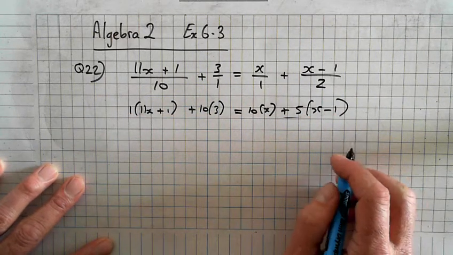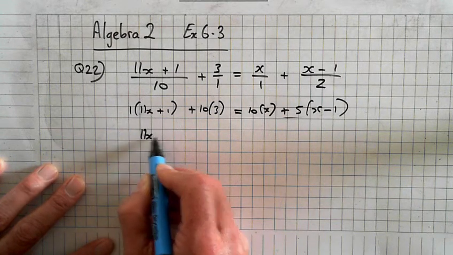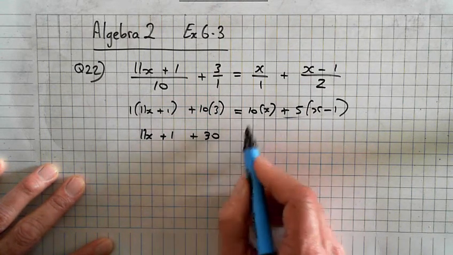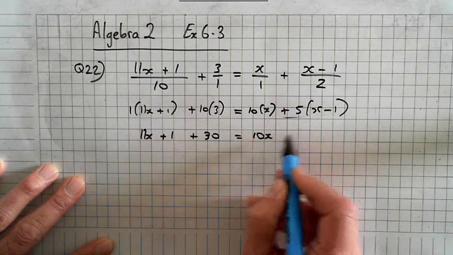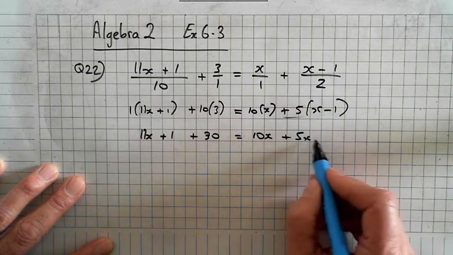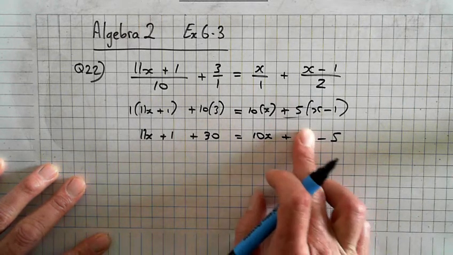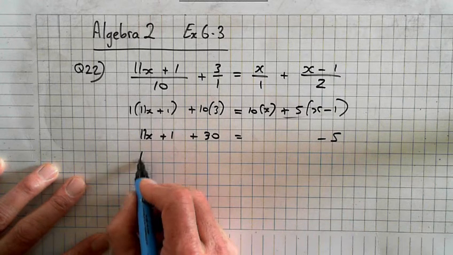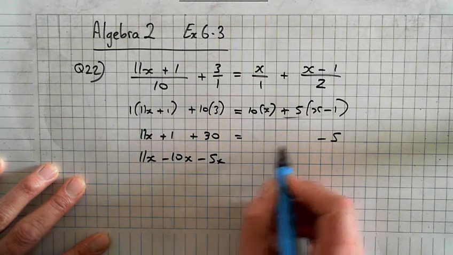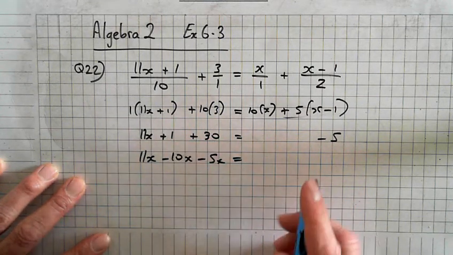So because you're trying to find out what x is, 1 times everything inside these brackets: 11x plus 1. 10 times 3 is 30. 10 times x, 10x, 5 times x, plus 5x, 5 times minus 1, minus 5. Now remove the x's, 10x and 5x, we'll move them to the left. Minus 10x, minus 5x, and we'll move the 1 and the minus 30 over to the right.